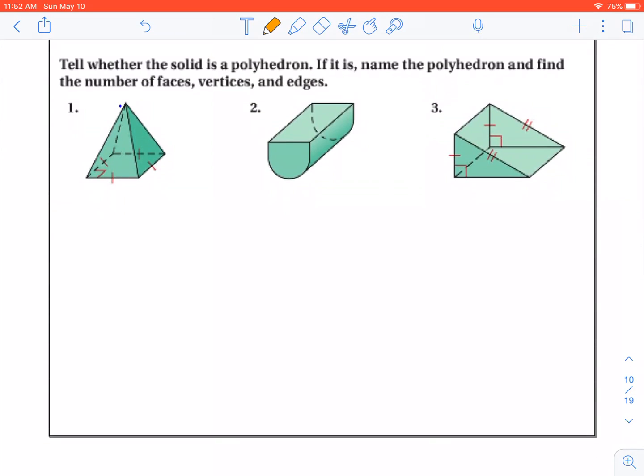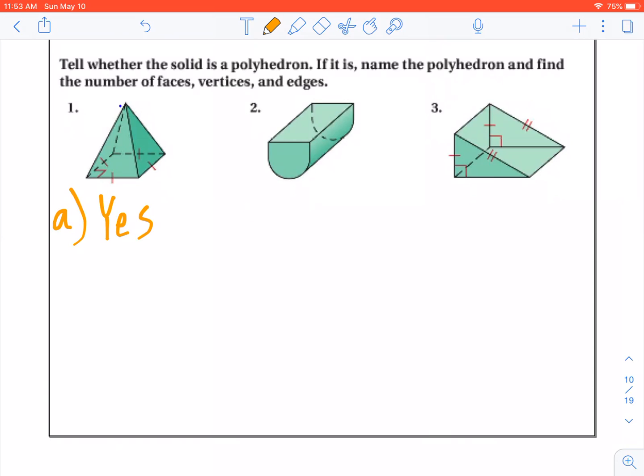If you want to pause the video and work on these three examples, they're just like the examples we did prior. If not, you can go ahead and follow along. First question asked wants to know, are they a polyhedron or not? So, when I look, it has to be made up of all polygons. For A, I have the square on the bottom, and then our four triangles that go around. So it is a polyhedron.